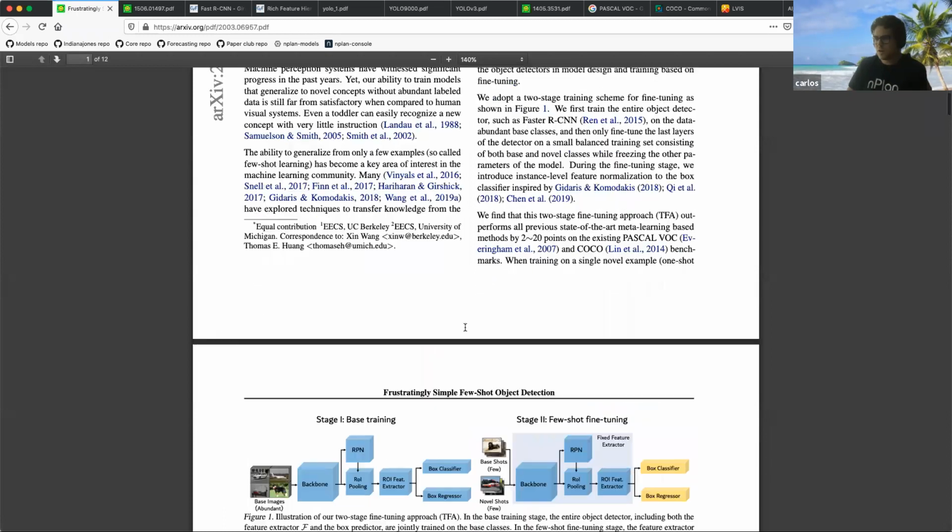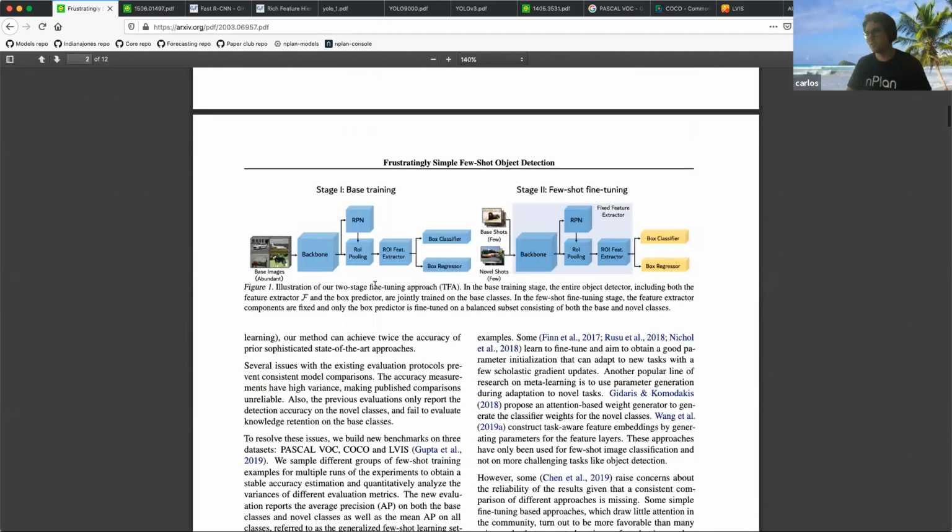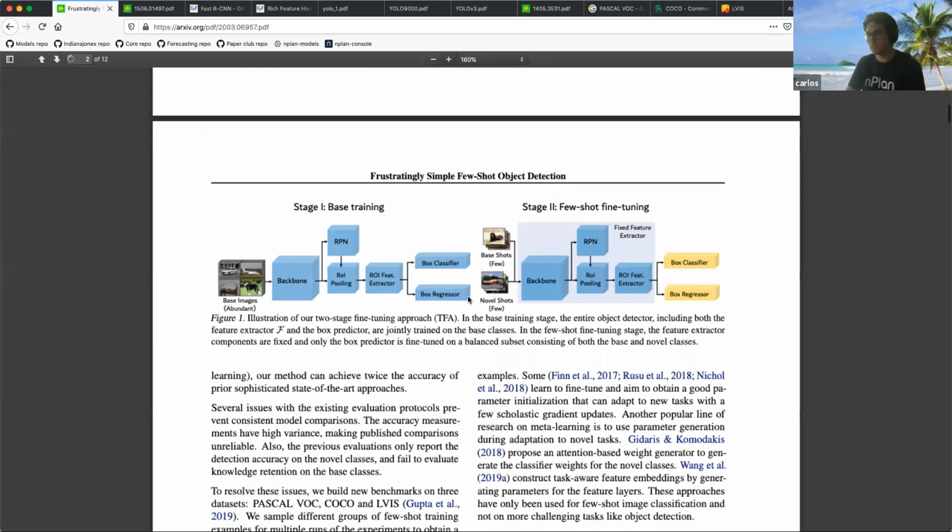So there are a few approaches to this. The most common ones are meta learning, where you learn a good set of parameters to learn from small classes, and there are fine-tuning approaches, which is what this paper does. So what you see here, which is the architecture, well, they don't propose a new architecture. This is just faster RCNN. And they propose a couple of clever things.